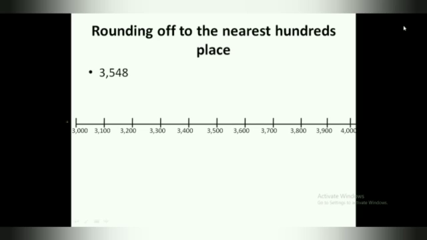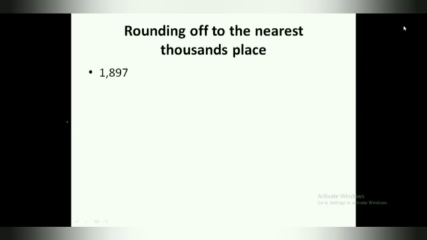So it will come between 3,500 and 3,600. Now you can see the number. It is closer to 3,500. Okay. So when you round 3,548 to the hundreds place, it will come to 3,500.